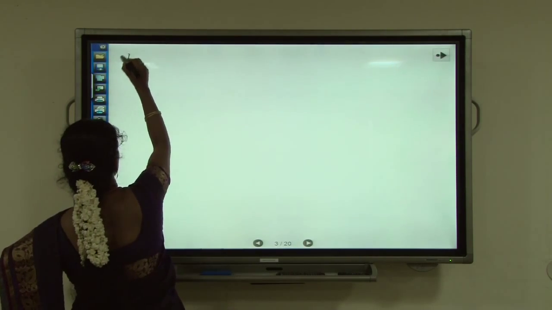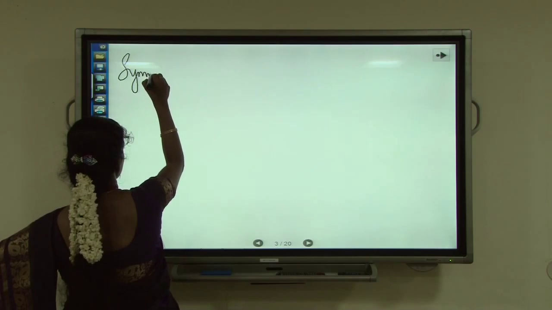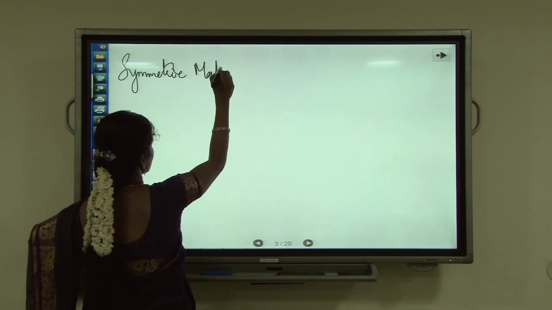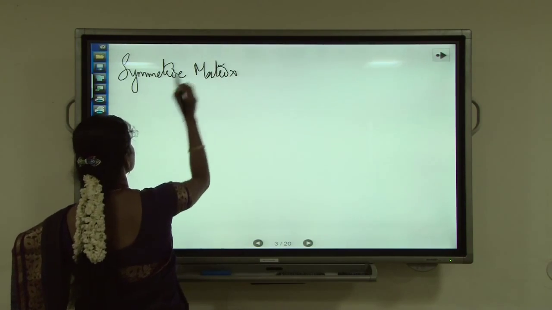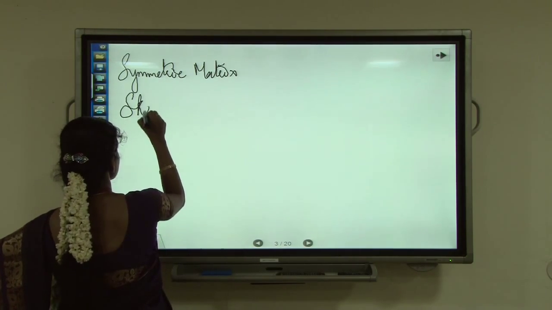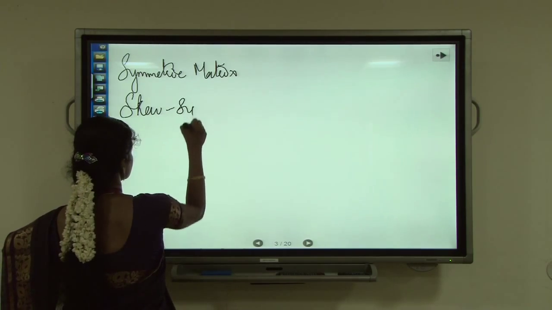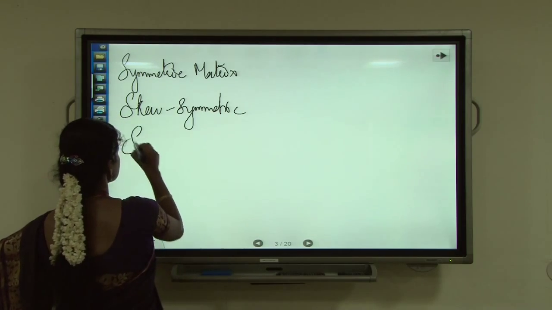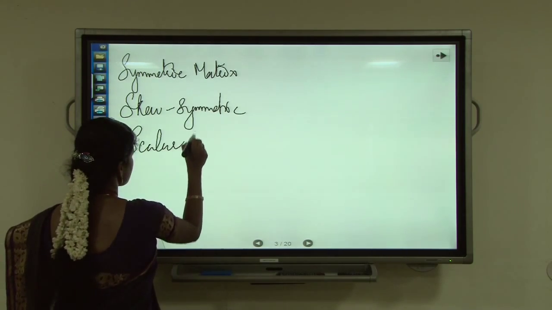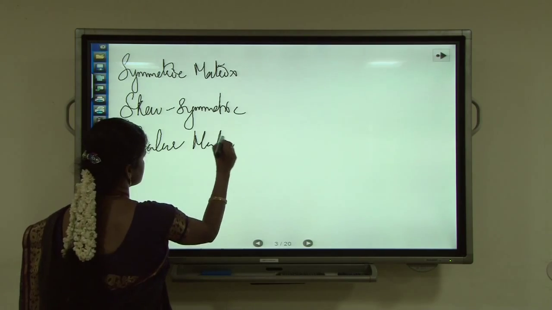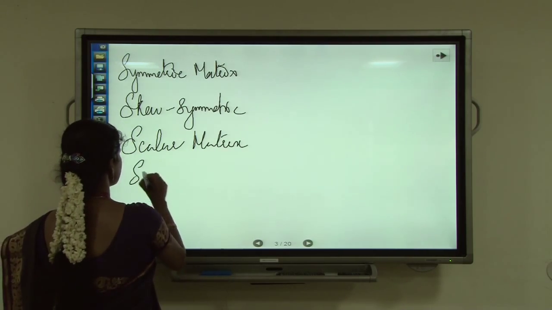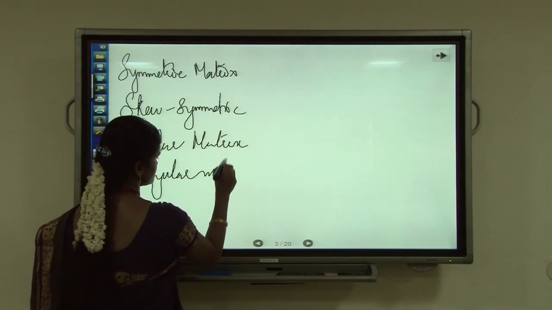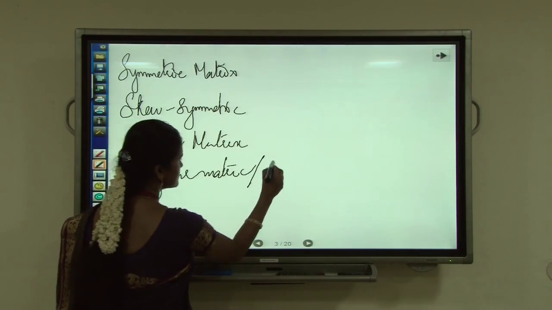We can also list out the symmetric matrix, which we are going to talk about much in this unit, and the skew symmetric matrix, scalar matrix, singular matrix, and non-singular matrix.